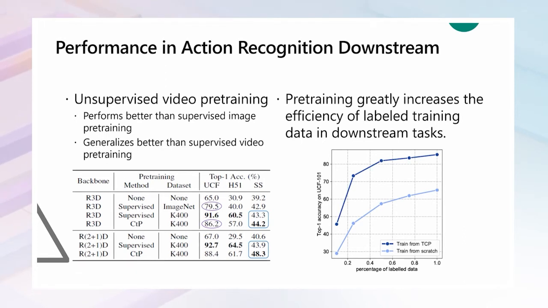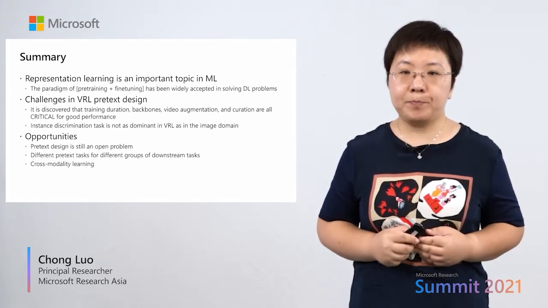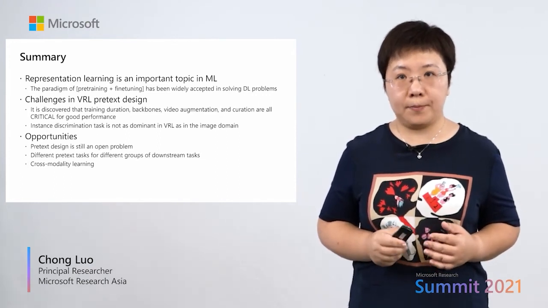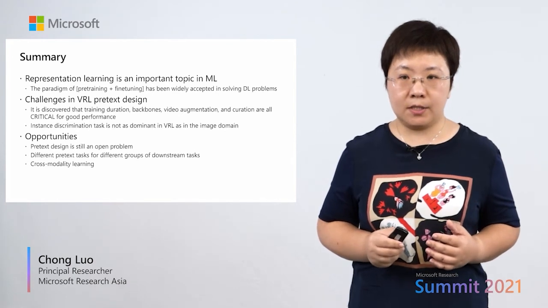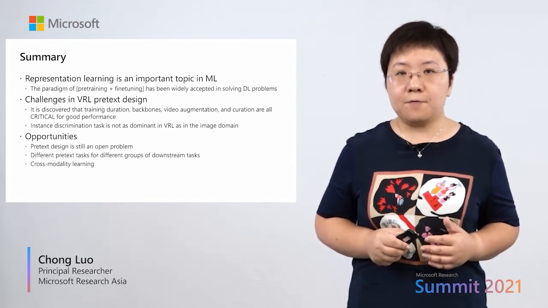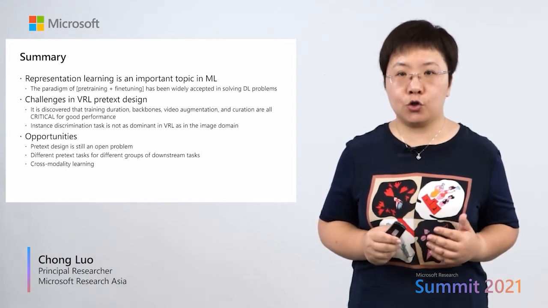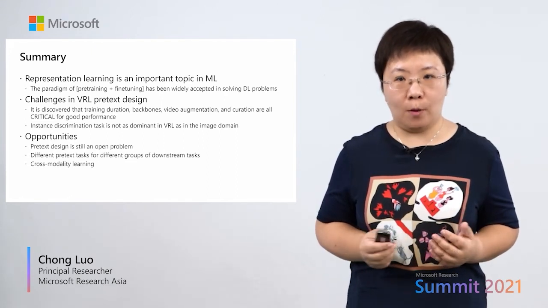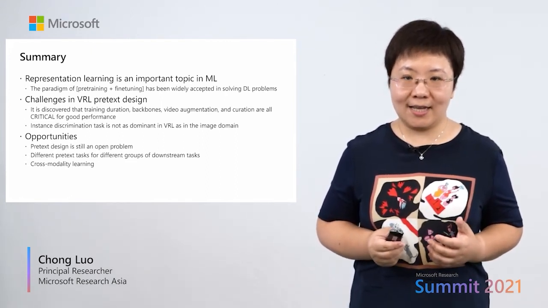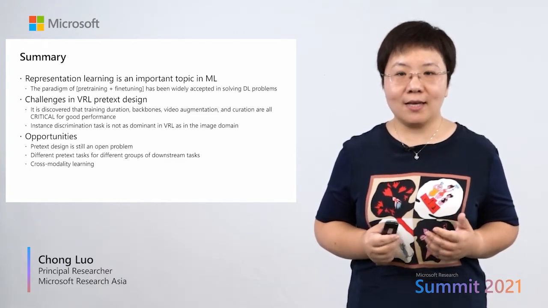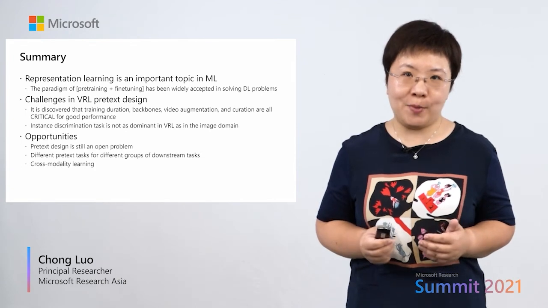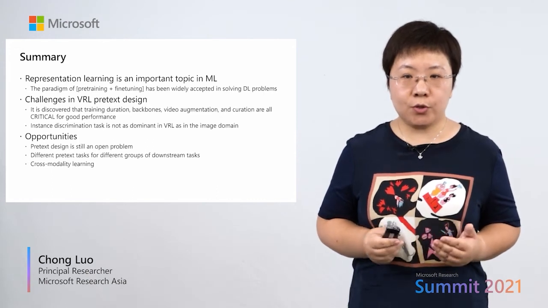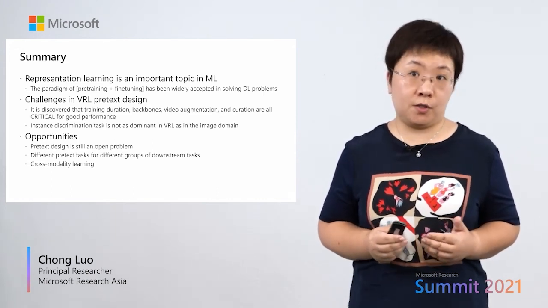So now is a brief summary. Representation learning is an important topic in machine learning. The paradigm of pre-training plus fine-tuning has been widely accepted in solving deep learning problems. In VRL pretext design, there are huge challenges, but the opportunities are enormous. So first of all, pretext design is still an open problem because the instance discrimination task is still not dominant in the video pre-training domain.